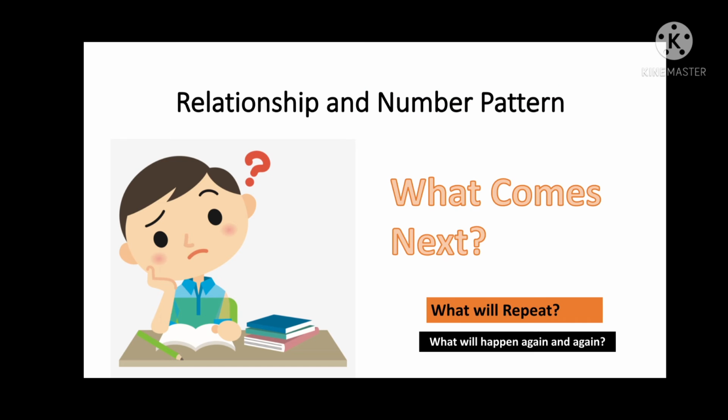Let's learn about relationship and number pattern. It simply means what comes next, or what will repeat, or let's say what will happen again and again. So, this is how we learn about a pattern. For example, here we see the numbers 2, 4, 6, 8, question mark. We have to find the number that's missing. What number is going to be there?